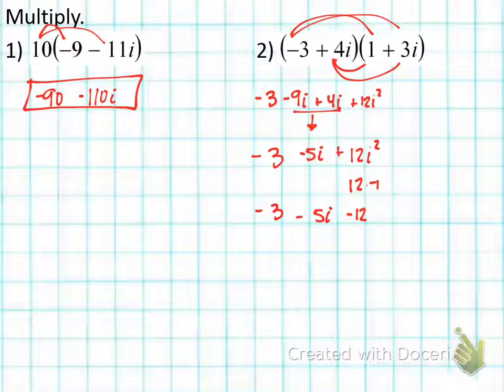Okay, then we still have to simplify. Negative 3 minus 12 is negative 15 minus 5i. That's it. Okay, so it takes a little bit more work, right? Because i squared is going to be equal to negative 1.